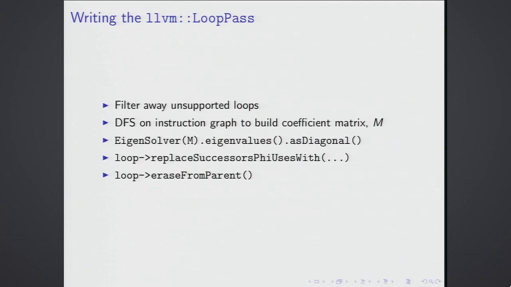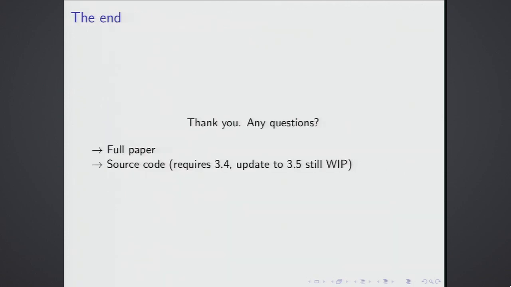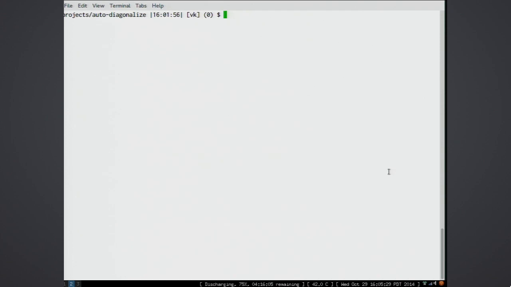It looks at loops that it can handle. So not all loops are like the Fibonacci loop, right? Life would be great if that were true, but it's not. And right, it does a depth first search on the basic block that contains the loop body to figure out the coefficients of that update matrix that you saw. And it uses the Eigen library to get the eigen decomposition. It takes all of the state variables flowing out of the loop, and then it replaces them with the ones that it computed, and then it gets rid of the loop entirely. And that's the end. I have a demo, though, so right.